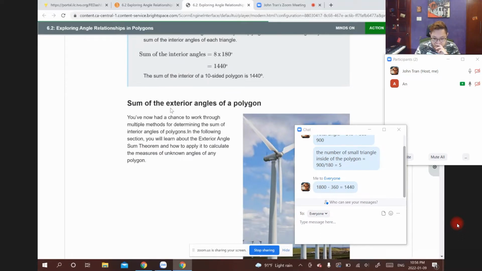Sum of the exterior angles of a polygon. You now have the chance to work through multiple methods for determining the sum of interior angles of polygons. In the following section, you will learn about the exterior angles. So basically, inside is already done. If you move on to outside angles, I don't know why, but there aren't that many exercises to practice in this section. It's very vague, to be honest. There should be more exercises, I think.